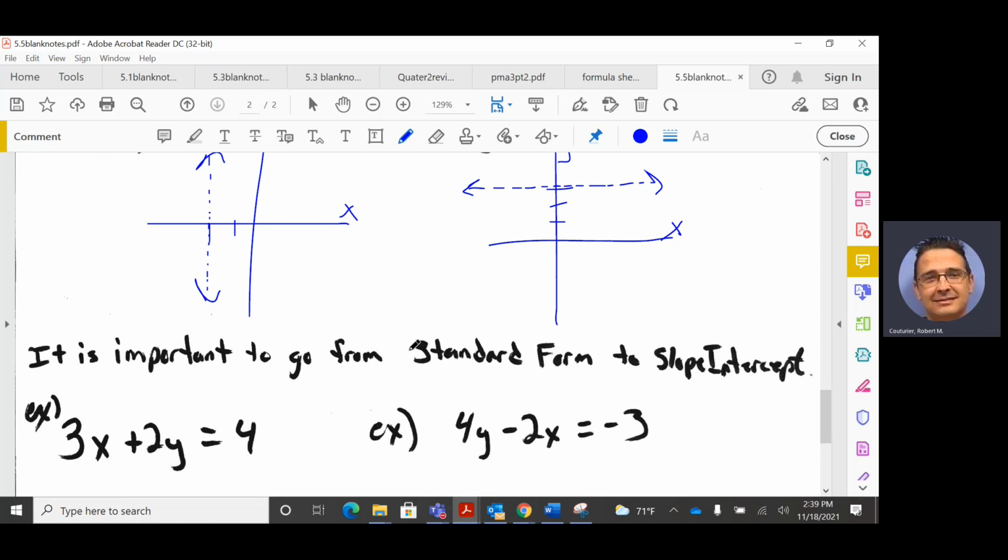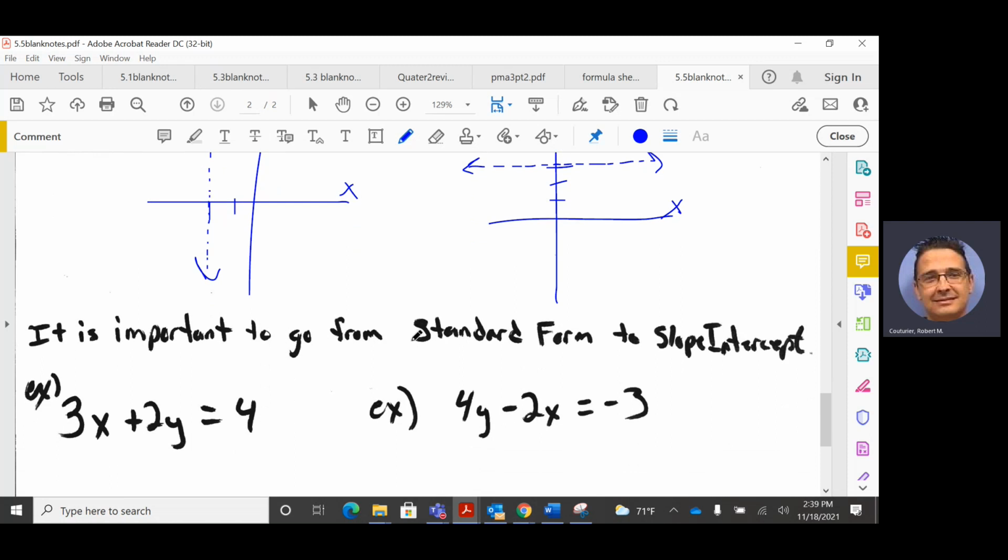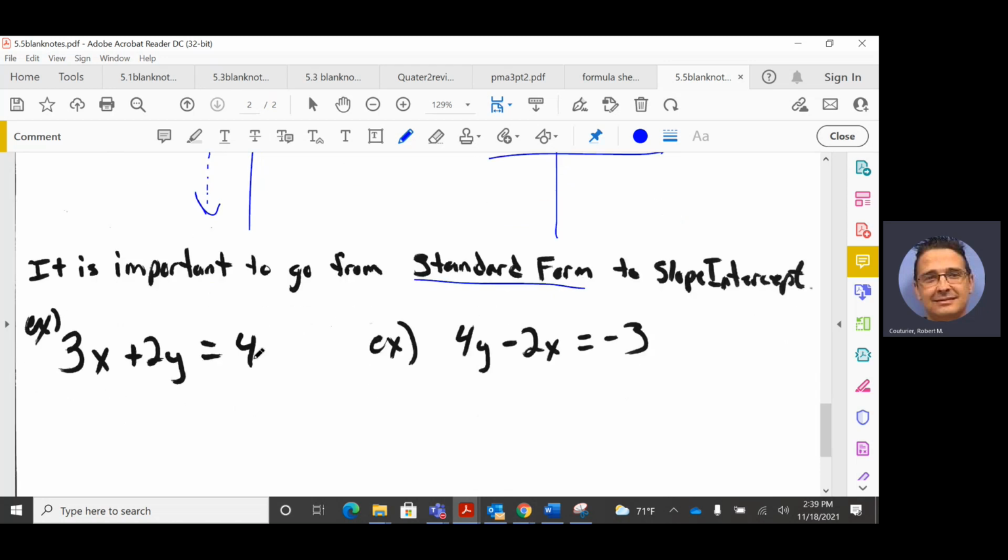Now, the other thing we need to know in this section is how do we transfer? Because remember, we said we like doing graphs in slope-intercept form. What happens when they give us the equation of a line in standard form? Well, that's not easy to graph. I can't look at that and just see what my y-intercept is. I can't see what my slope is so that I can put it on the graph.